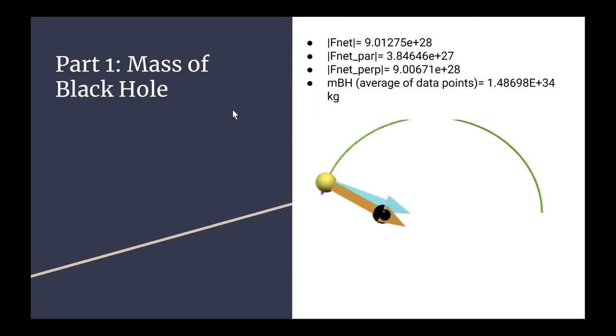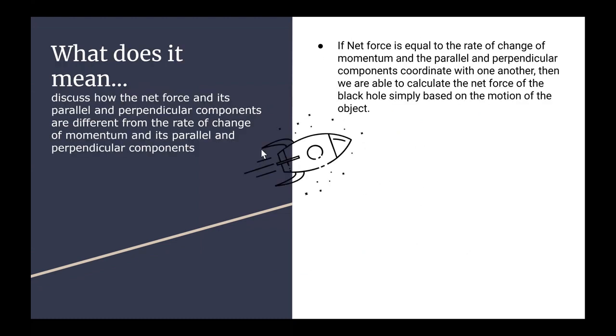Okay, part one results for the mass of the black hole, I was able to get that F net is 9.0e28, and then F net parallel is 3.8e27, F net perpendicular is 9e28, and the mass of the black hole is the average of all the data points from the code, which is 1.5e34 kilograms. The purple arrow here represents P hat, the orange arrow is N hat, and the teal arrow is the net force. So what does this mean?